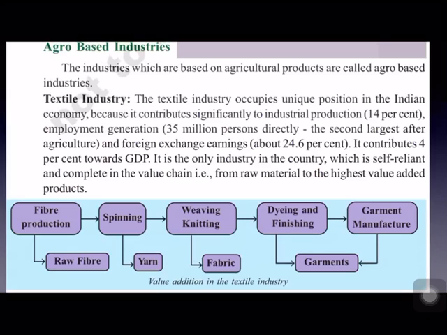Textile industry occupies a unique position in the Indian economy. It contributes 14% to industrial production. Out of the total industrial production, 14% is contributed by the textile industry. And in employment generation, 35 million people are directly getting employment in the textile industry. And it is the second largest after agriculture. As I told you, agriculture is the largest employer, providing the largest employment opportunities to the people. And after agriculture, textile industry is the second largest. And it also earns foreign exchange. Foreign exchange earnings are about 24.6%. And it contributes 4% towards GDP.